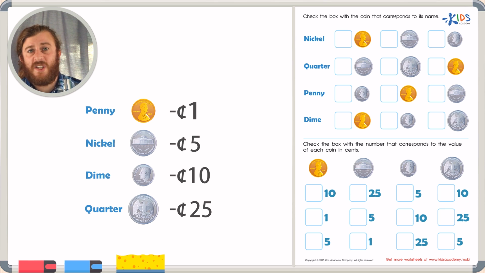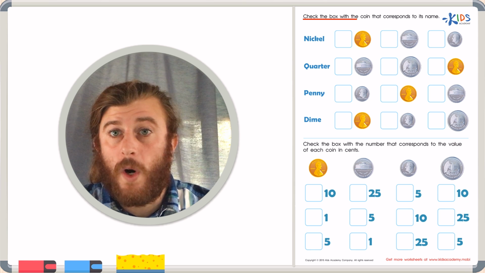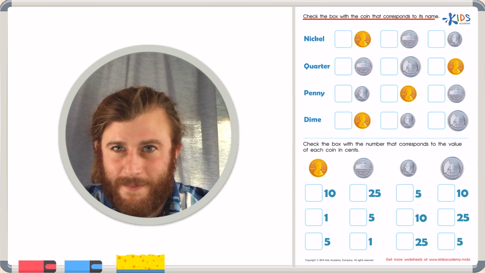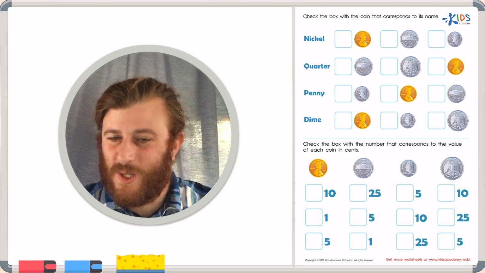Let's remember what these coins look like and the value of each coin to help us answer the questions on the worksheet. Let's read the directions and get started right away. Check the box with the coin that corresponds to its name. Let's see if you remember what those coins look like.